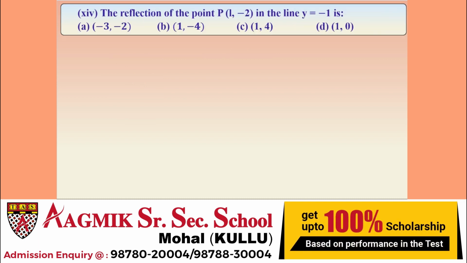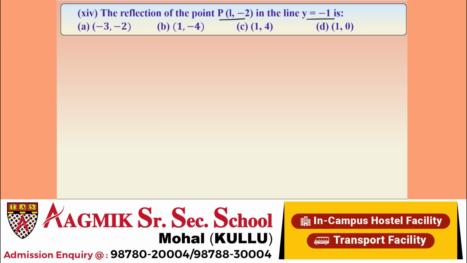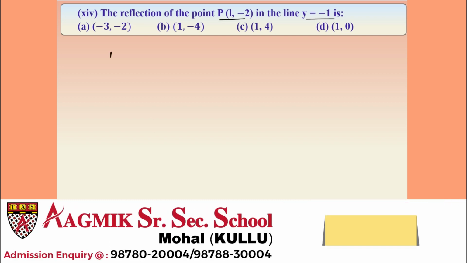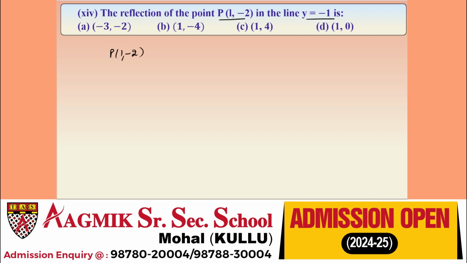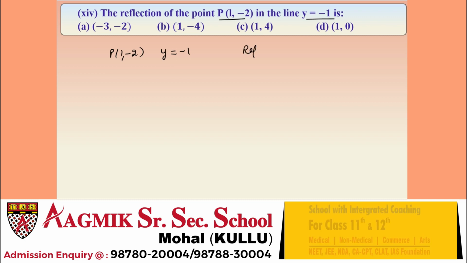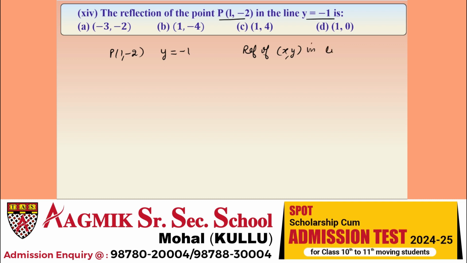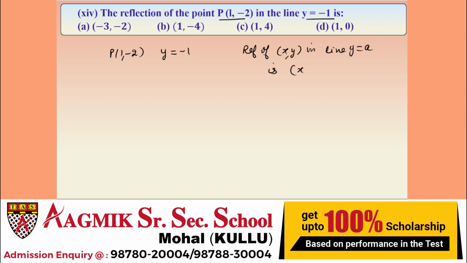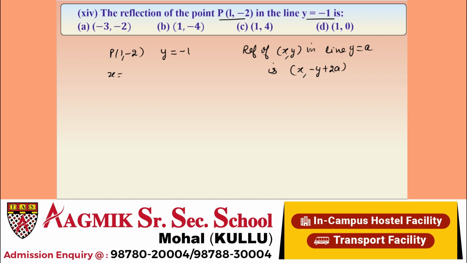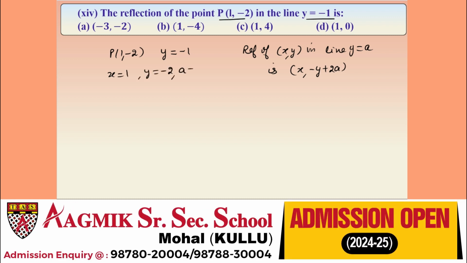Moving on, question number 14th part. The reflection of point 1 comma minus 2 in the line y equal to minus 1. So the point is 1 comma minus 2 and the line is y equal to minus 1. Now we know that reflection of point x comma y in line y equal to a is given by the coordinates x comma minus y plus 2 times a. So your x is 1, right, y is equal to minus 2 and a is equal to minus 1.